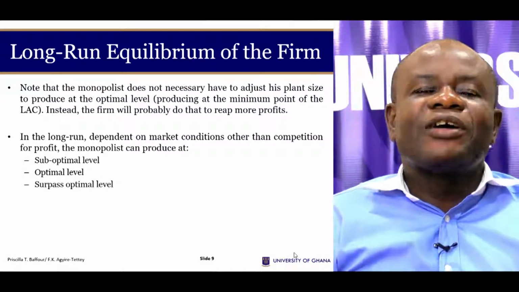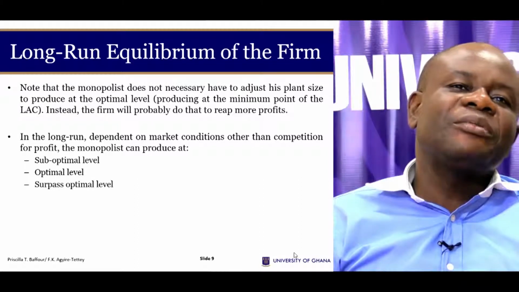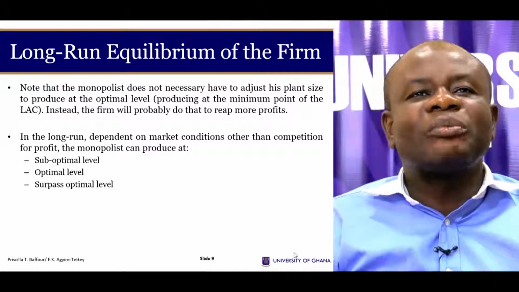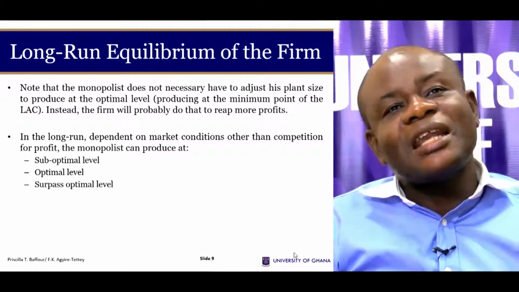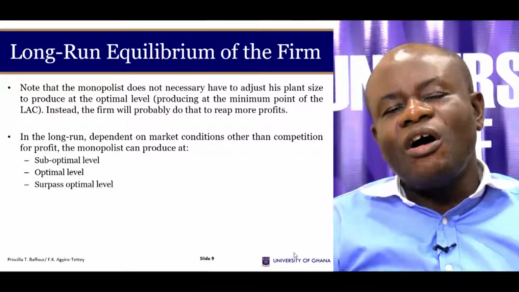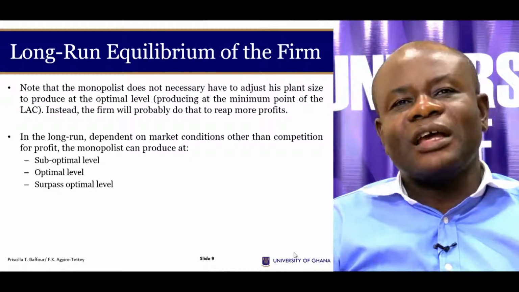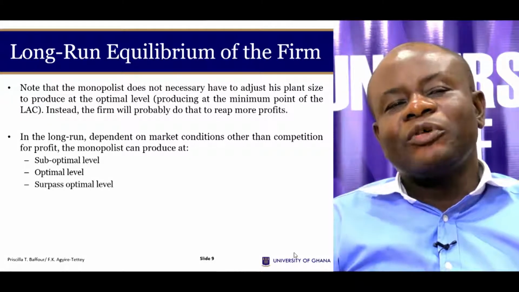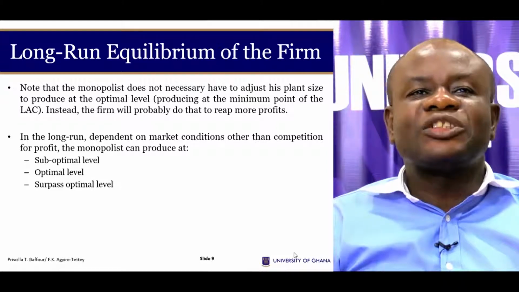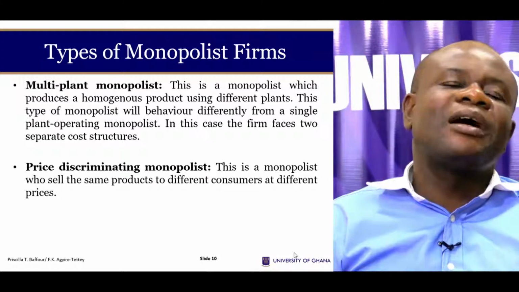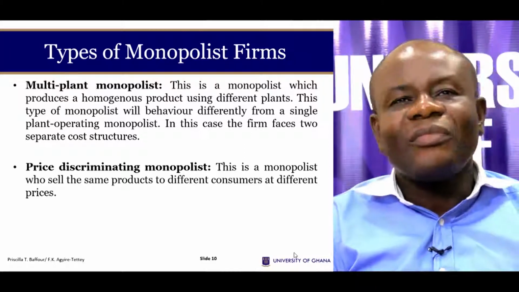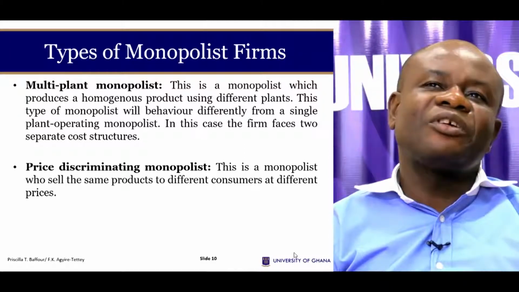And in the long run, what the monopolist can do is decide to produce at a suboptimal level, that is at the declining part of the LAC, produce at the minimum part of the LAC, or produce at the rising part of the LAC. In other words, the monopolist can operate at a suboptimal level, at an optimal level, or surpass the optimal level. We will discuss three types of monopolists.